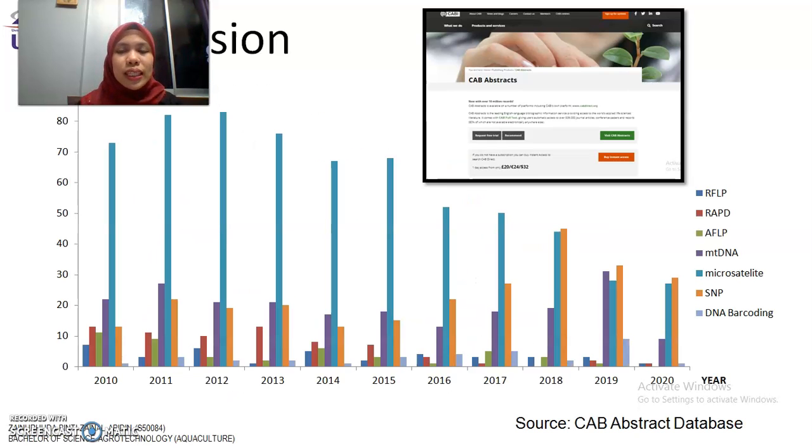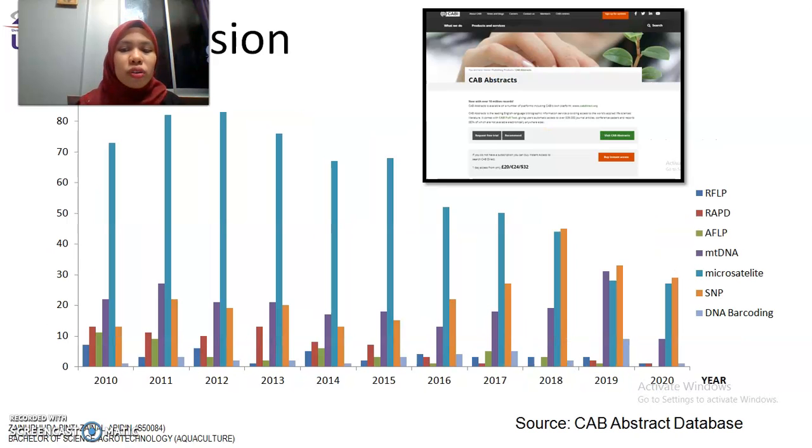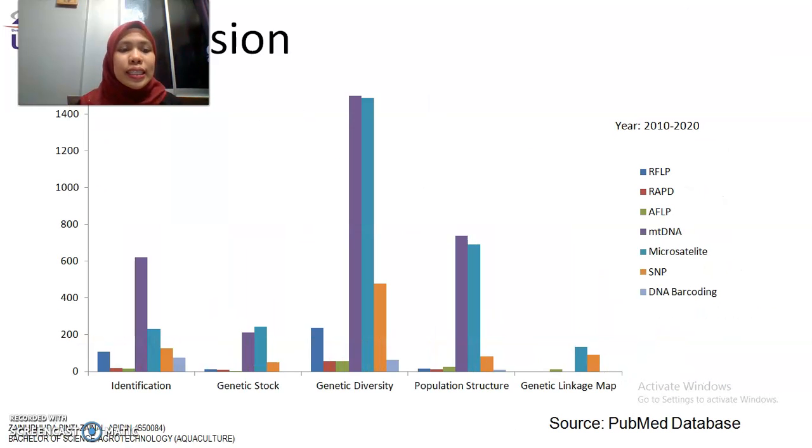As you can see, this is a database of the different types of marker in the past 10 years. Sourced from the CAB Abstracts database and PubMed database, it shows that mtDNA, microsatellite, and SNP were the major ones used in the past 10 years compared to RFLP, RAPD, and AFLP. And the use of the DNA barcoding technique has shown major progress and potential in the past 10 years. This is the genetic application of the different types of DNA marker.